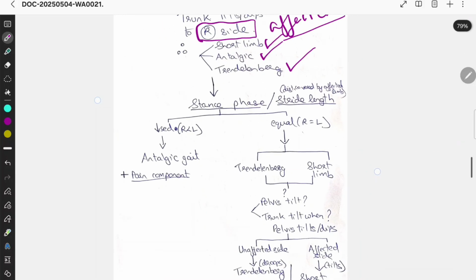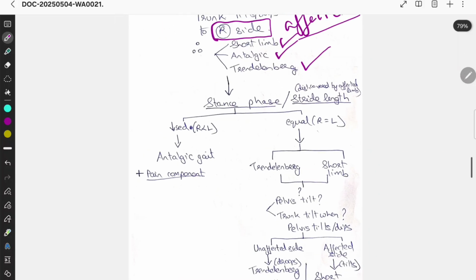Now how do we further differentiate? We look at the stance phase and stride length. If the stance phase and stride length are decreased, and additionally there is a component of pain, what does it indicate? Antalgic gait. Clear? Whenever there is trunk tilting towards the same side with decreased stance phase and decreased stride length with a component of pain, bang on, it is a classic antalgic gait.